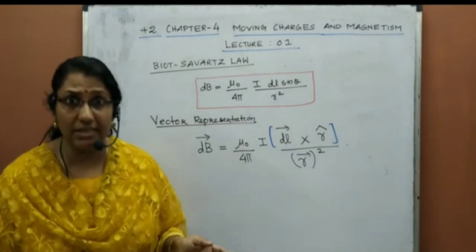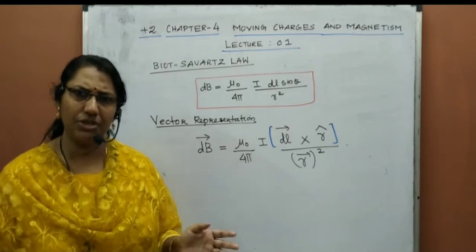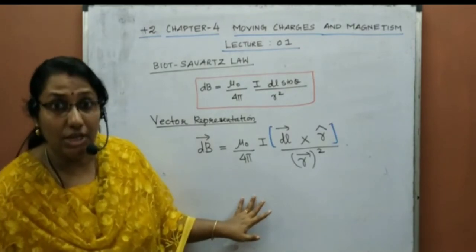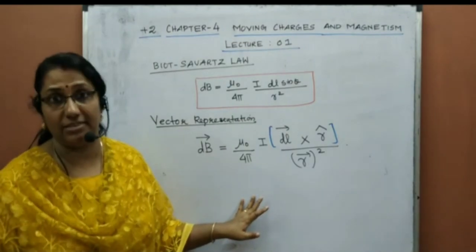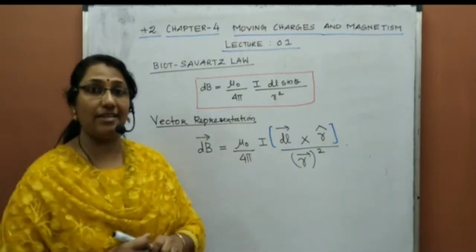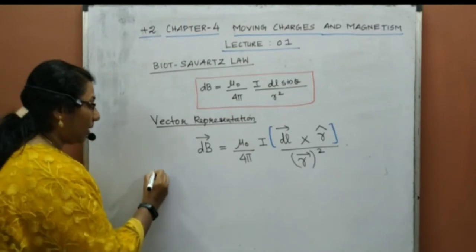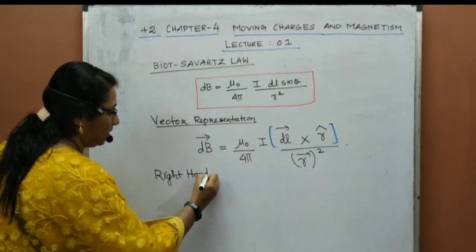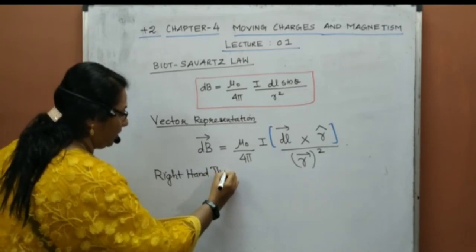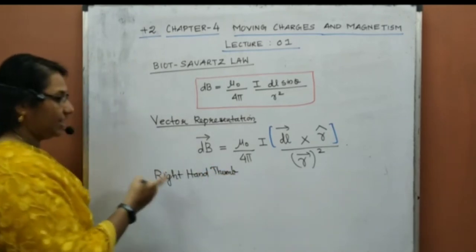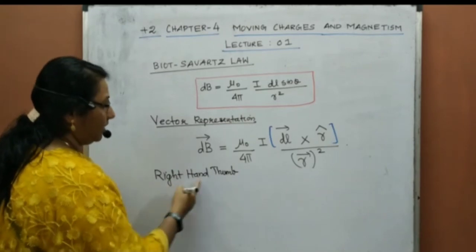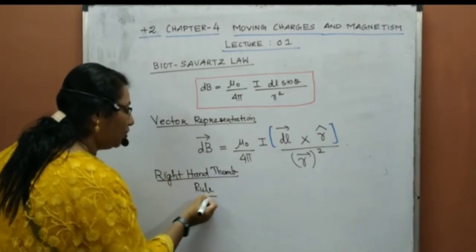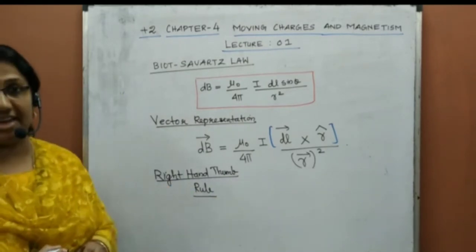But from this vector representation, can you mention what is the direction of the magnetic field? This is only the representation. Now, in order to find the direction of magnetic field, there is a rule called the right hand thumb rule. Hoping you have studied this in your 10th standard. So, what does this right hand thumb rule state?